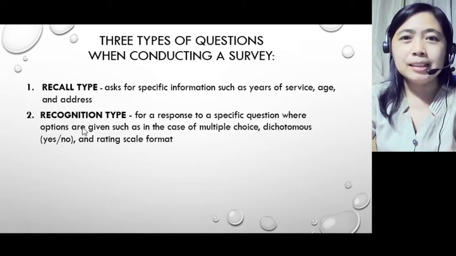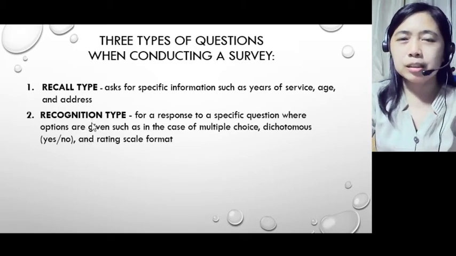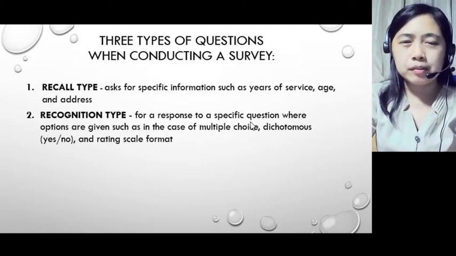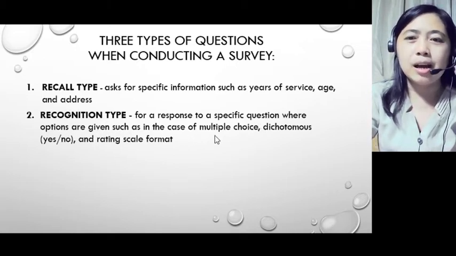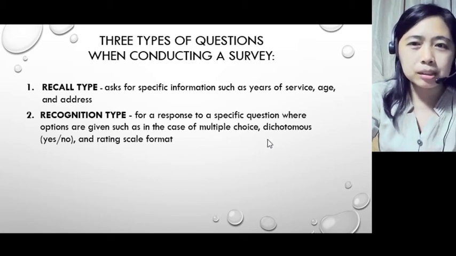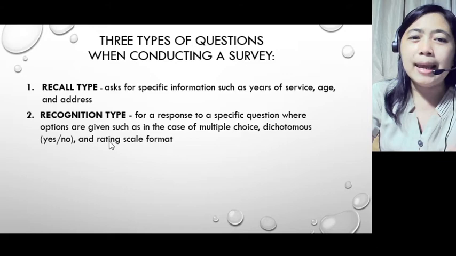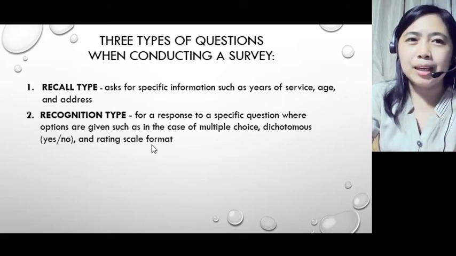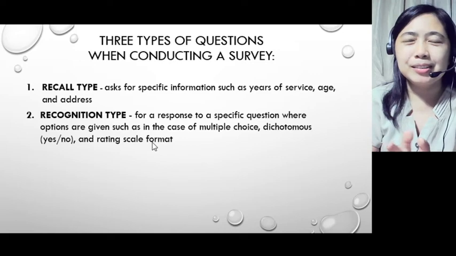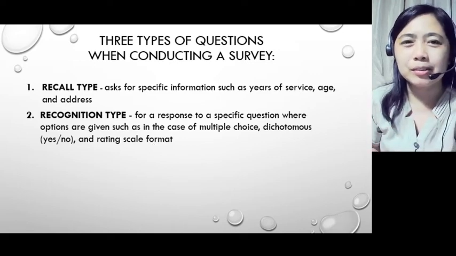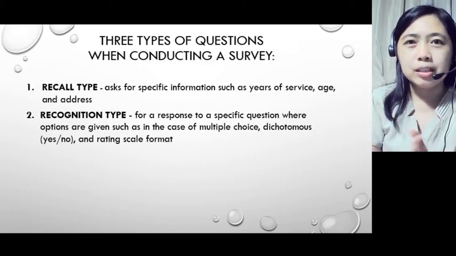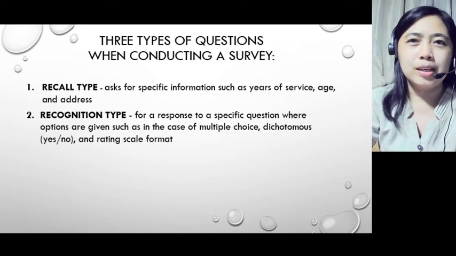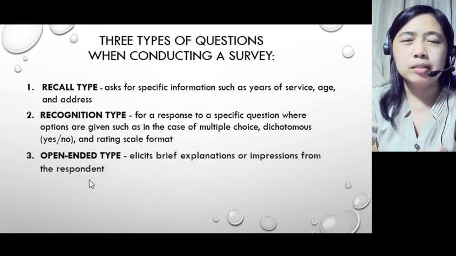Okay, next type of questions in conducting a survey, we have the recognition type. This is for a response to a specific question where opinions are given, such as in the case of multiple choice, dichotomous, the yes or no question, and the rating scale format. Rate 1 to 5, strongly agree to strongly disagree. Is the restaurant providing you this one, yes or no? So pwede to siya ma part sa imong recognition type.